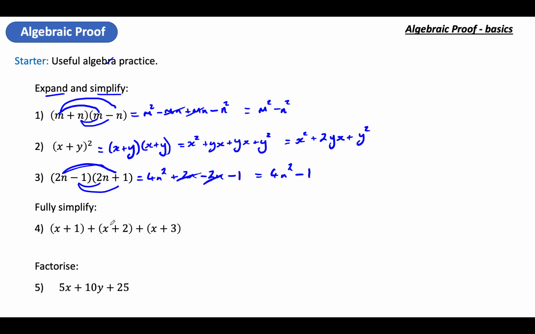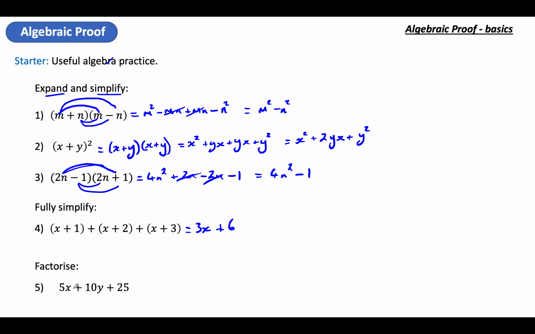And what about x plus 1, plus x plus 2, plus x plus 3? Well, notice there's nothing multiplied here. Actually, the brackets are kind of pointless. So essentially all you need to do is add together all your x's. Add together all those numbers, which is 6. And there we go, just 3n plus 6.